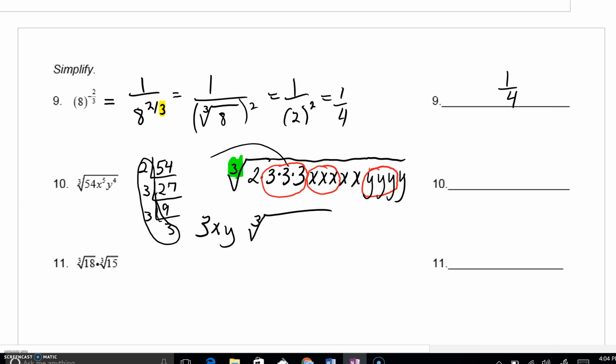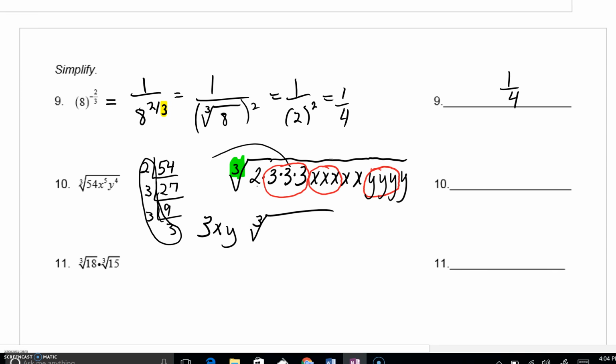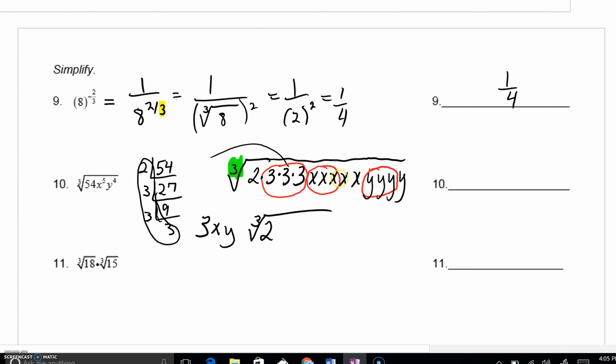Then you ask yourself, well, what's left? What's still inside that radical? Well, we have a 2. We have x times x, which is really x squared. We also have a single y. That will be our final answer. Please realize the radical that I'm writing, I'm being very, very clear that it is still a cube root. It's still a third root.